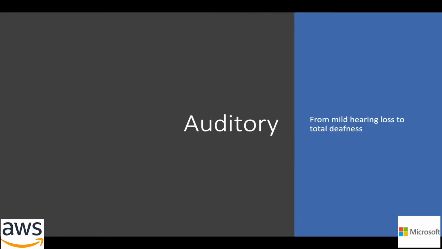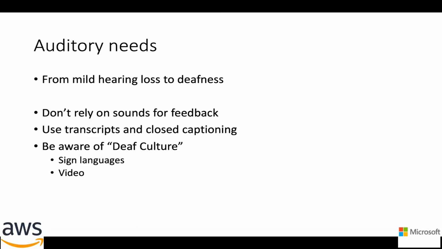Know that they're there. Now, we move from visual to auditory, and in our auditory accessibility needs, these are a little bit easier for the developer because a lot of the work here is not necessarily the developer. So this is anything from mild hearing loss to total deafness. So, auditory needs.